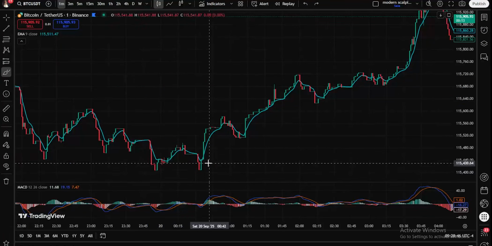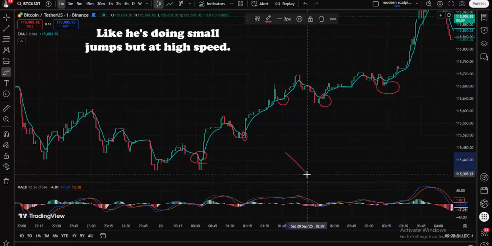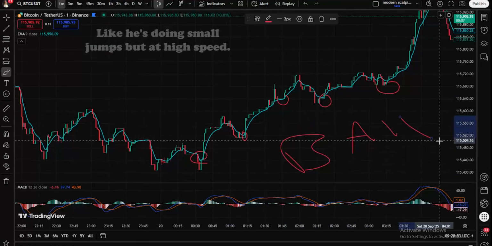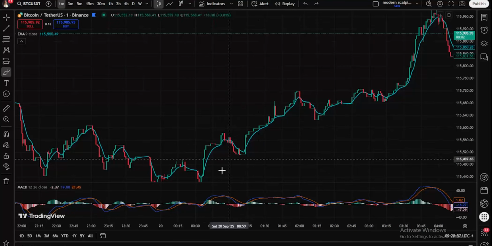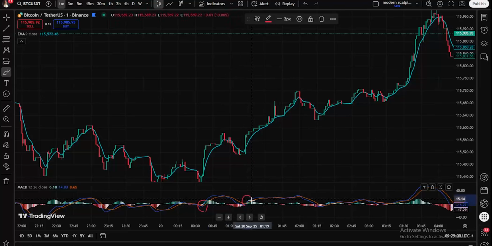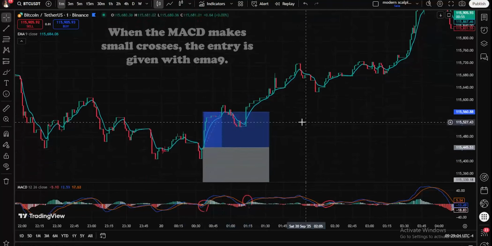Let's say you open a 1-minute time frame. The price of Bitcoin suddenly makes a small jump. The EMA 9 quickly adjusts to this change. Now, if the MACD also shows a positive cross at the same time, you as a scalper have a quick entry. But there's a problem here.